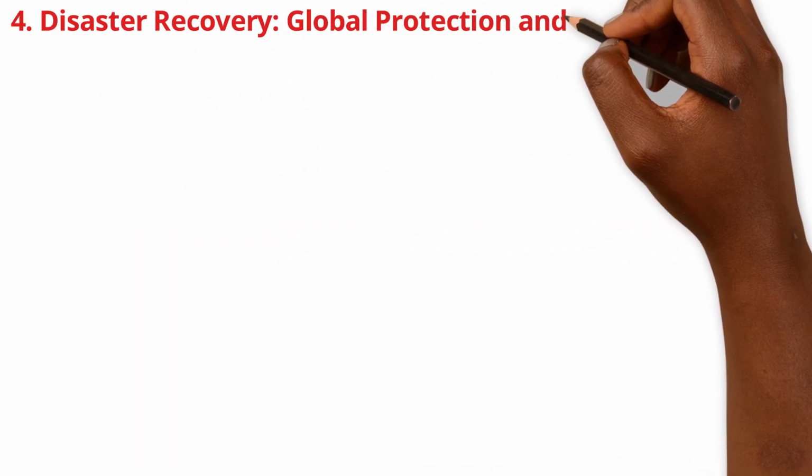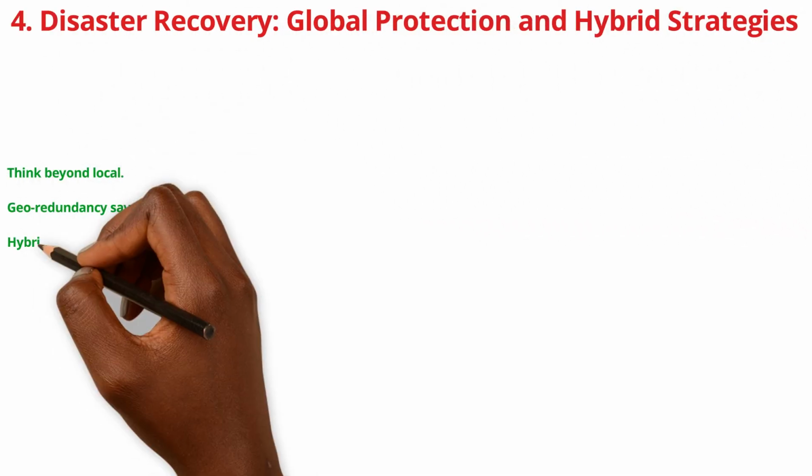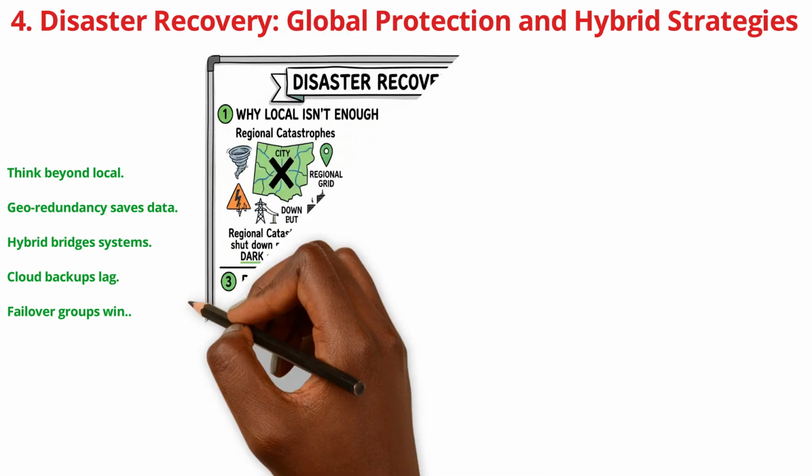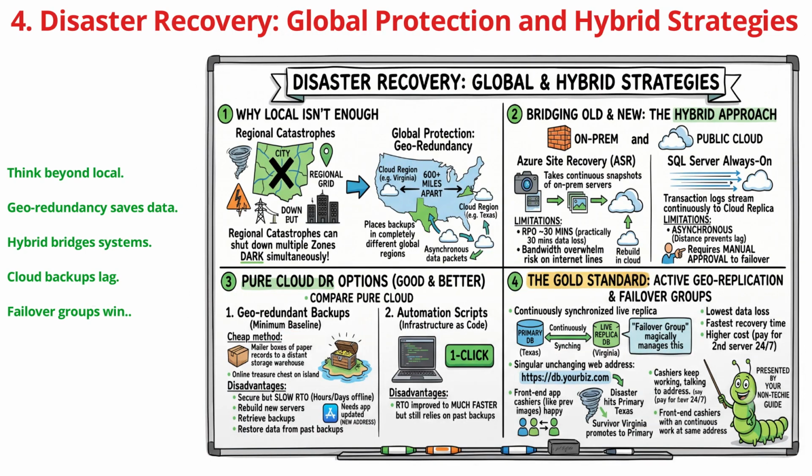Local high availability won't save you if a regional catastrophe, like a massive hurricane, takes down an entire city's power grid. To survive, you have to think globally. You can bridge your on-premises servers with the cloud using hybrid snapshots, or rely on basic geo-redundant storage. But the absolute gold standard is active geo-replication with failover groups. By continuously syncing to a live replica behind an unchanging web address, your applications never even realize a disaster occurred.